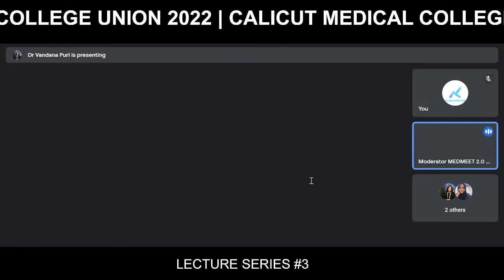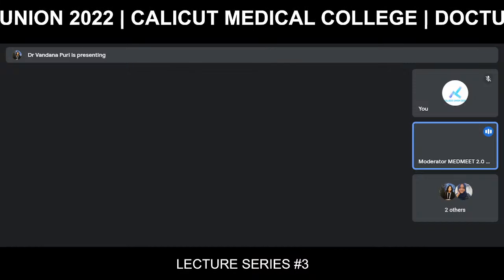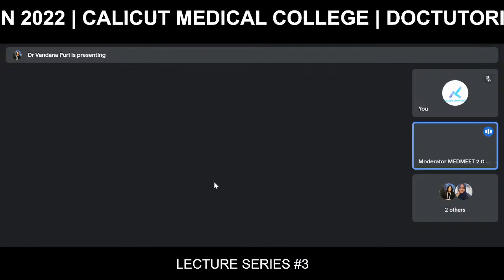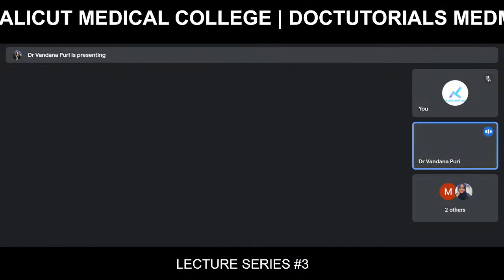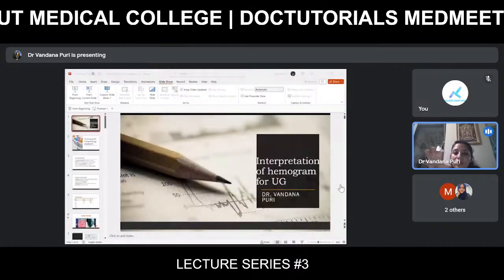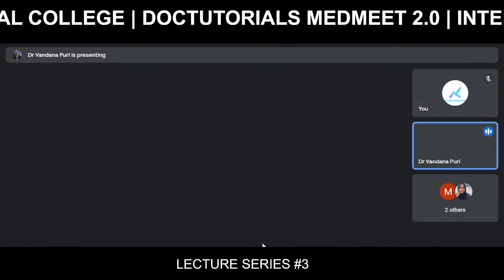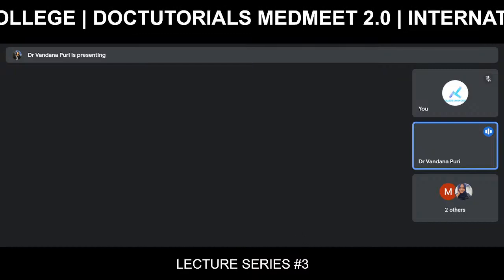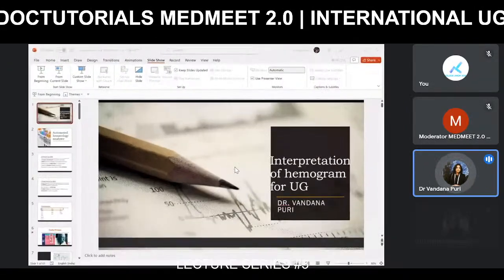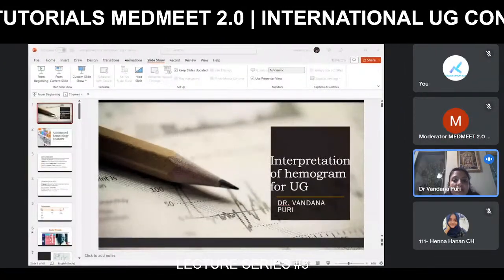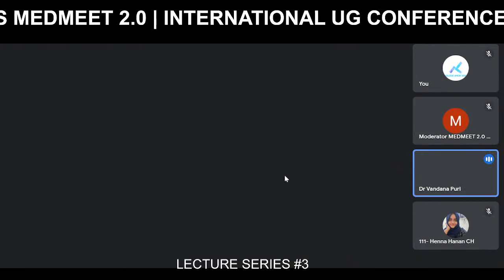So this is one of the very difficult topics, which I always feel undergraduates say, "Ma'am, we don't know how to interpret the hemograms." They're so simple and they're routinely available. We are not living in a primitive era where we had to count all the cells manually. Now we have such beautiful automatic cell counters, which give us the report. But interpretation of the hemograms is a must for every intern and undergraduate, and this is a very, very important part of your medical training. So guys, today I'll be talking about just very basic interpretation of hemograms, which you all should know.